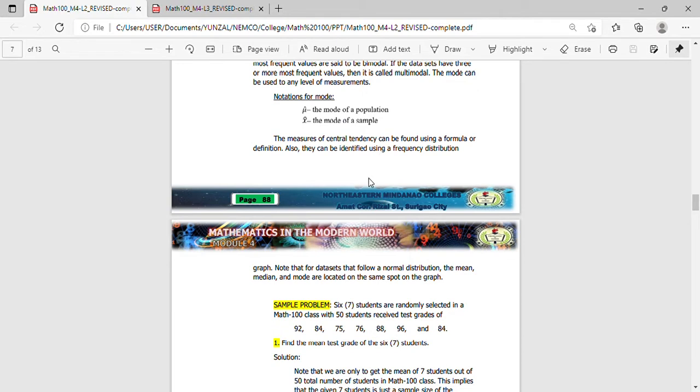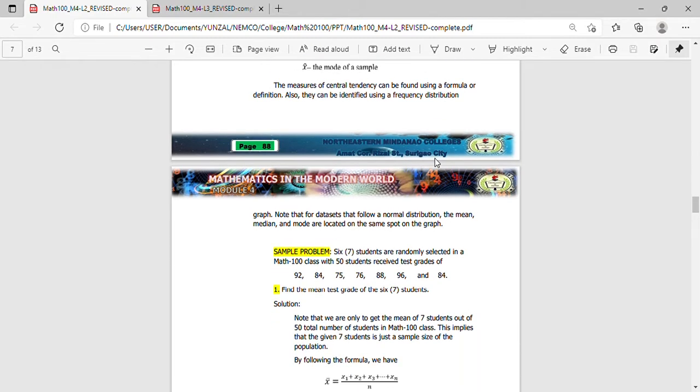So the measures of central tendency can be found using a formula or definition. Also, they can be identified using a frequency distribution graph. Note that for data sets that follow a normal distribution, the mean, median, and mode are located on the same spot on the graph. So let's have an example for the measures of central tendency. So we have there the sample problem. I'm sorry, that is not 6, but that's 7. Okay, dili na siya 6, but it is 7. Natay sample problem diha, and we will solve that.